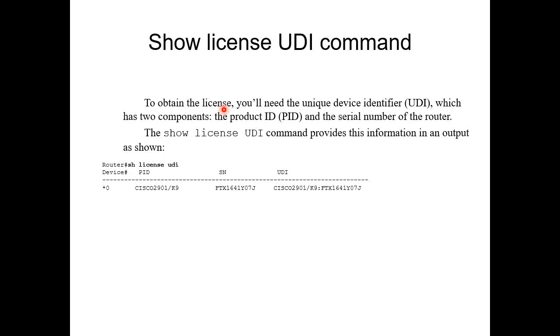A way to show how your router is currently licensed, and this is a good thing to get documented, is to use show license UDI. You can see the output from that command here. Again, this is an enable mode command.